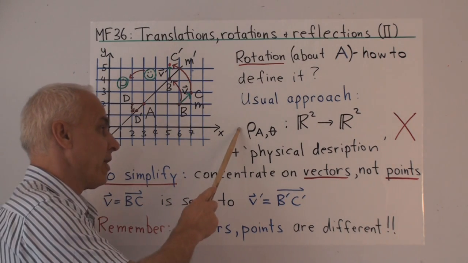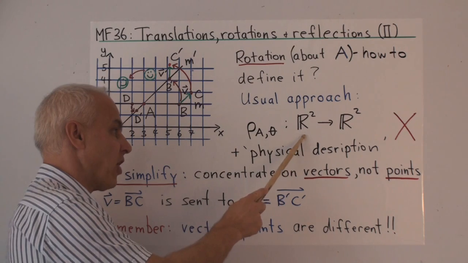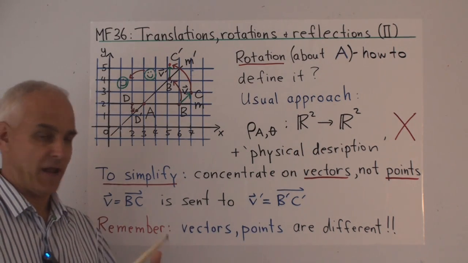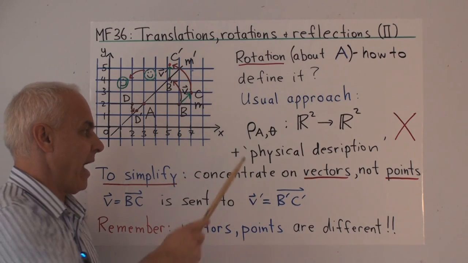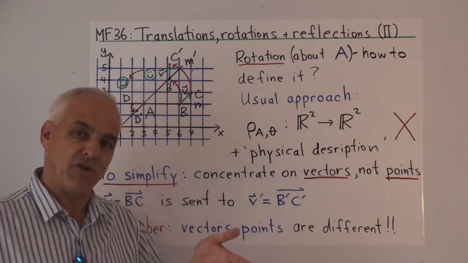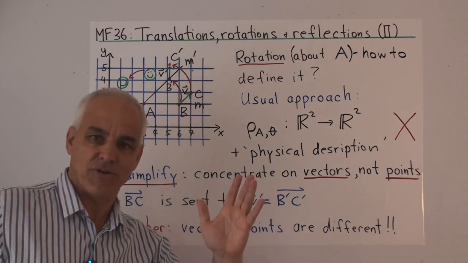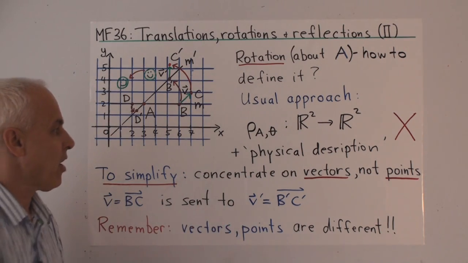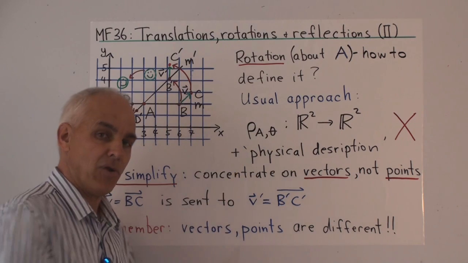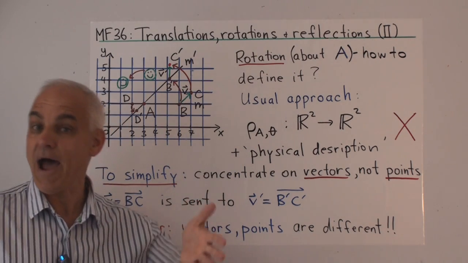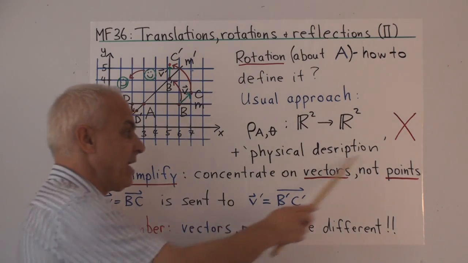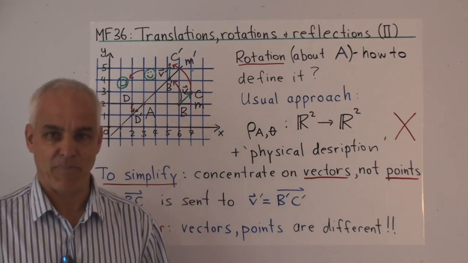The usual framework says that we should start by thinking about a function from the plane to the plane, the real plane to the real plane. And then there's some physical description in terms of somehow describing what this turn or rotation does. Often the angle is used to describe how much we are rotating by. There's plenty that's wrong with this approach.